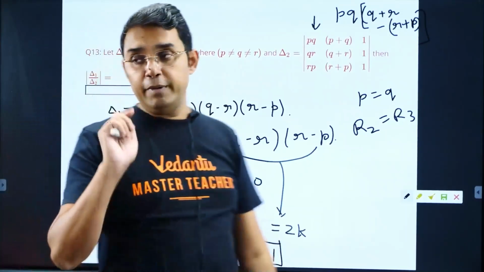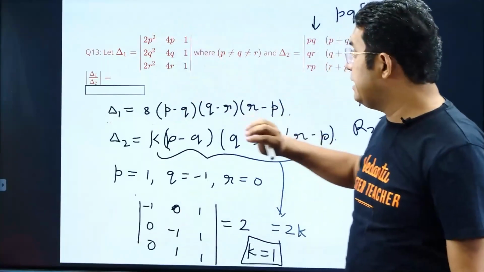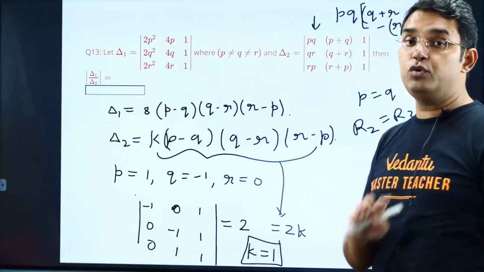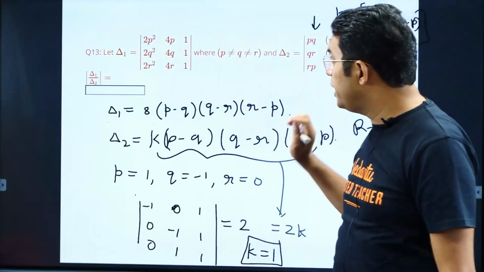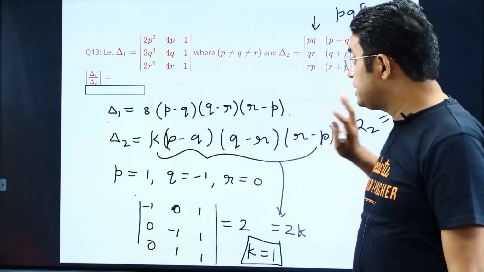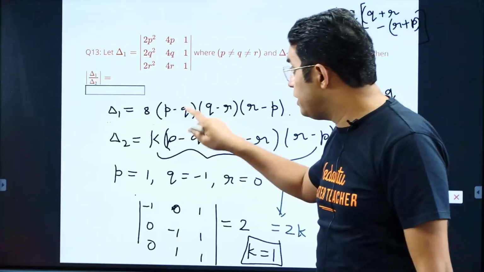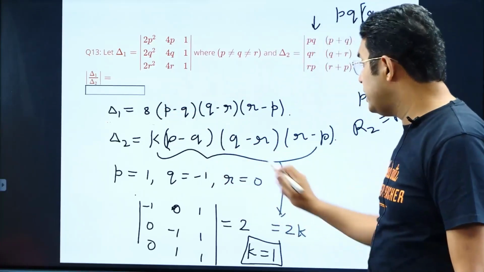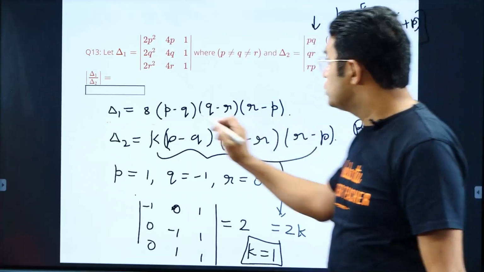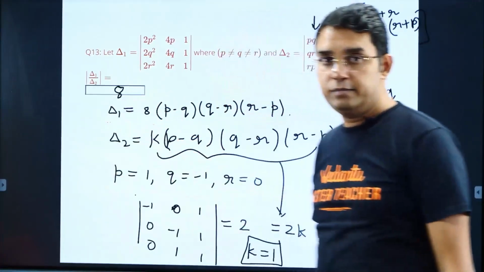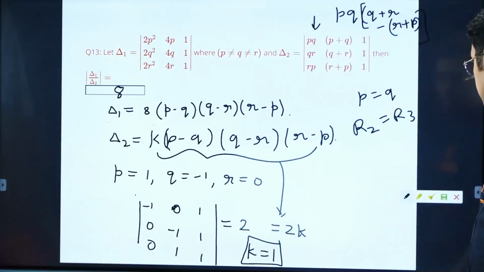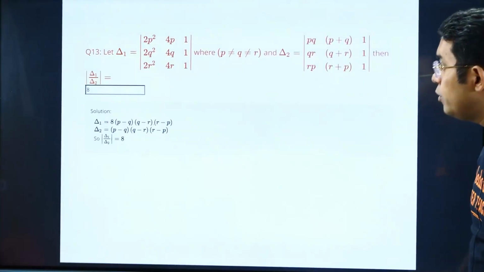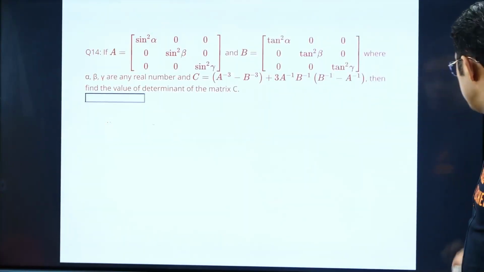In fact, let me tell you, this first determinant delta 1 can also be solved the same way if you don't remember this result. But that is something very standard, you should remember. So the answer will become delta 1 upon delta 2 as 8, because K is equal to 1, all the terms will get cancelled, so this answer has to be equal to 8. So this completes question number 13 also. Now moving to the next question, that is question number 14.